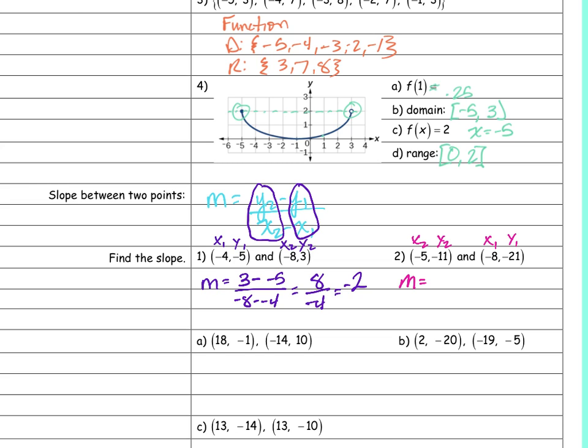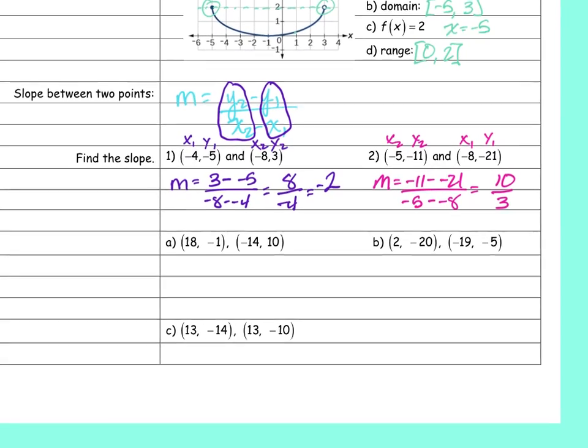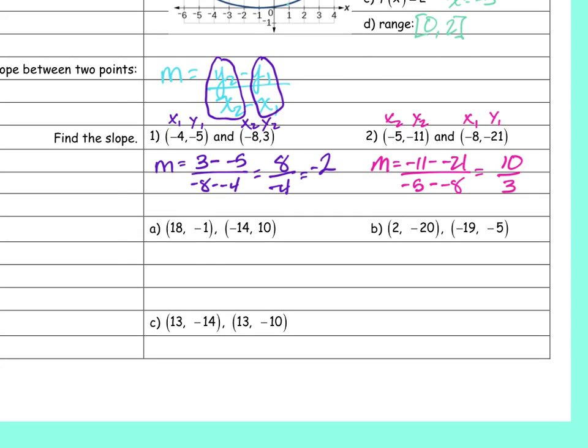So m equals, let's see, negative 11 minus a negative 21 all over negative 5 minus a negative 8. So that should be 10 over 3, 10 thirds. I think that's right. My addition is right in my head. Okay, so you guys are going to do the next 2, please. Actually 3. So go ahead and do the next 3, please. I'm going to pause the recording.